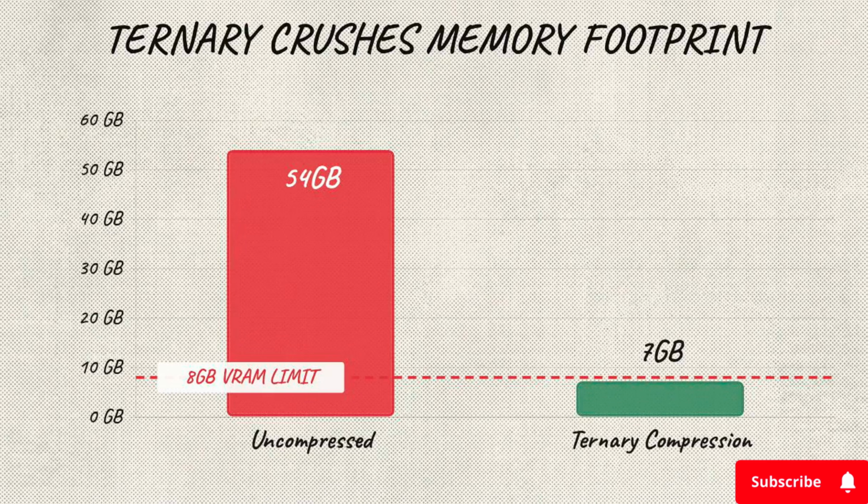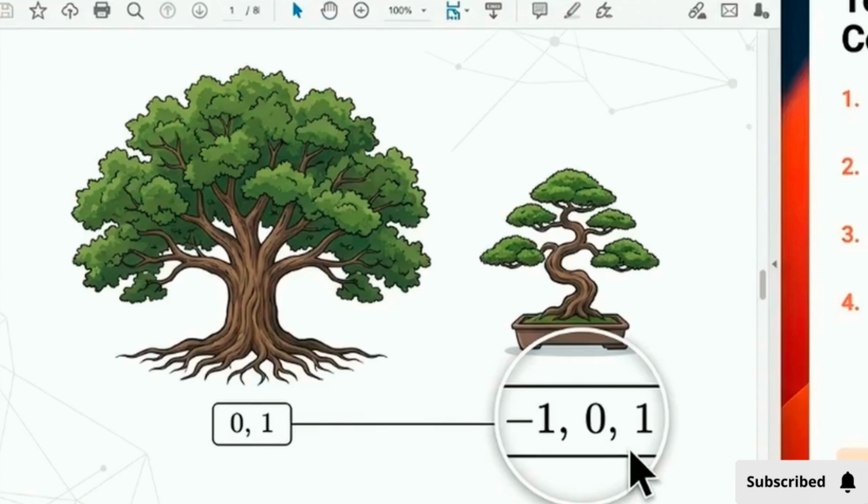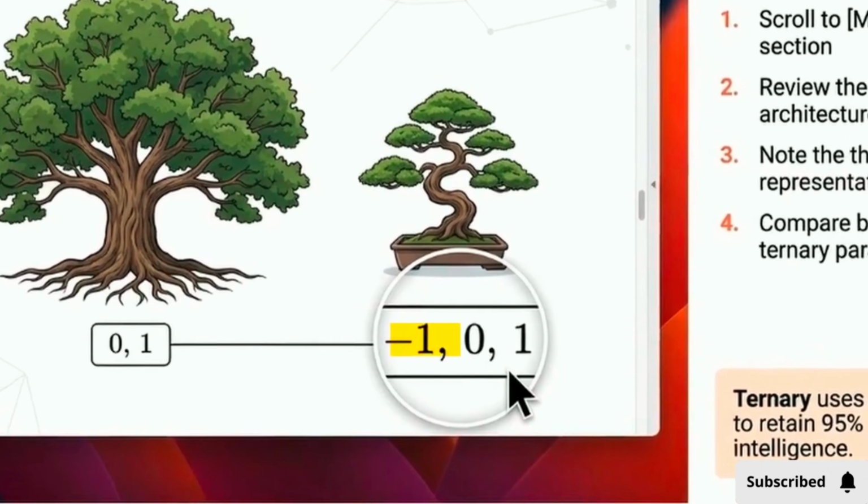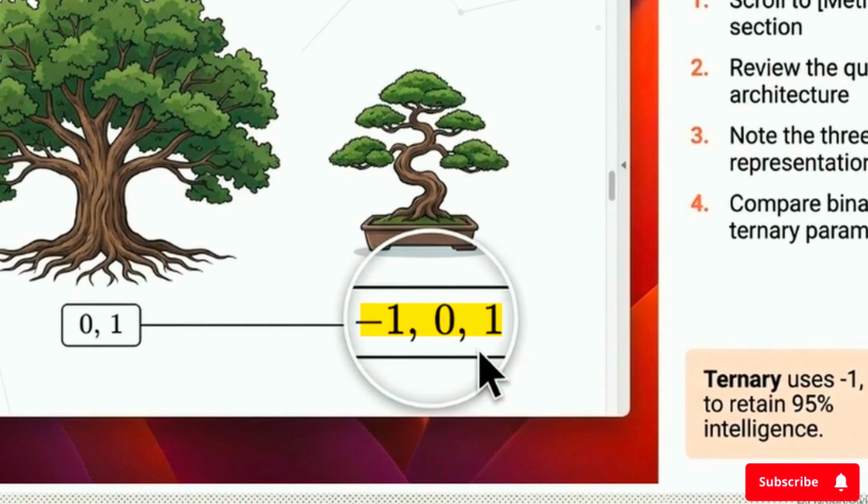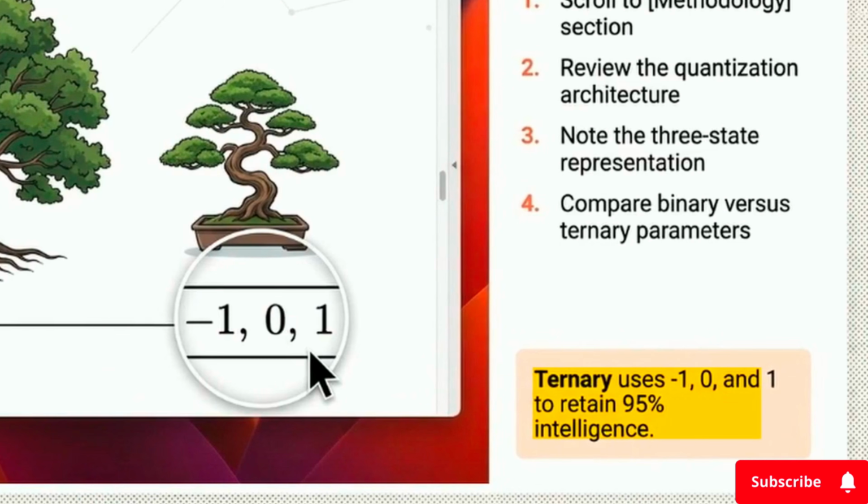To understand how a 27 billion parameter model fits into 8 GB, we have to look at the mechanics of ternary compression. This diagram illustrates the core mechanism. Instead of storing complex weights for every parameter, ternary quantization strips them to 3 distinct states: -1, 0, and 1. By doing this, the footprint drops to under 8 GB, retaining 95% of its intelligence.